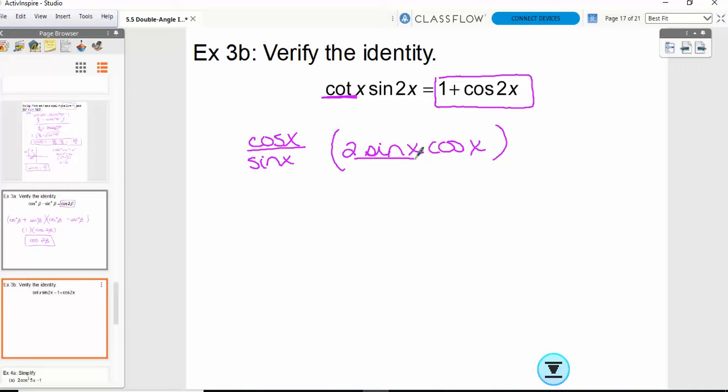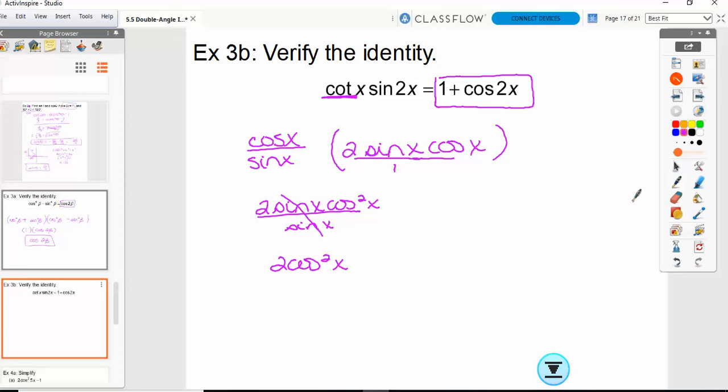So if we multiply these, this is just over 1. You multiply the tops, you get 2 sine x cosine squared x. The bottom is just sine x. What happens? Look at where we're going. Do you know how to get there from here? Can you do the differences? So this is an x and that's a 2x.